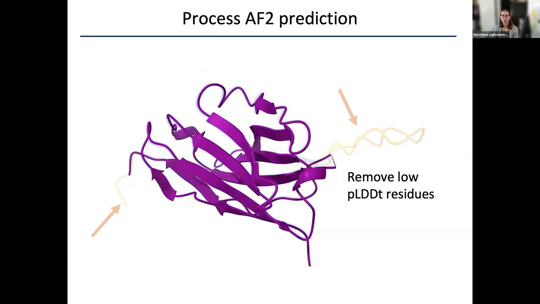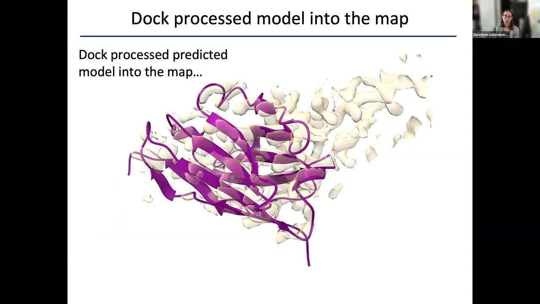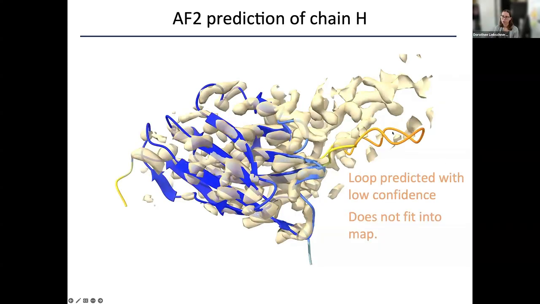So again, we go through the process: process the predicted model to remove these low confidence residues. And then we dock this model into the experimental map like this. Okay, so that fits quite okay into this density. That looks good. The contour is maybe not very telling, but this fits the density. If we now superpose the AlphaFold prediction again, we see that this poorly predicted loop just hangs here in the void. There's no density here. It does not fit into the map.